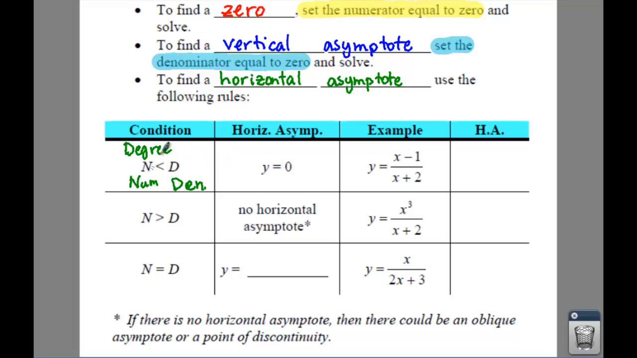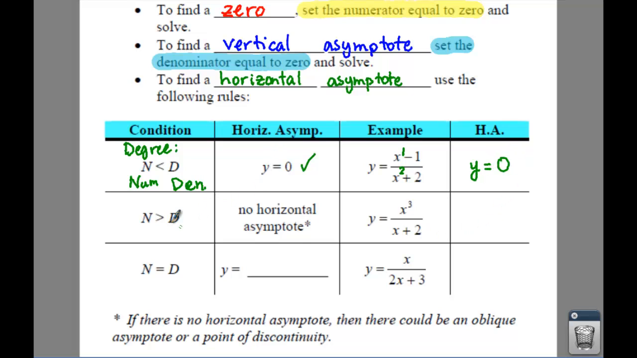So if the degree of your numerator is less than the degree of your denominator, then your horizontal asymptote is always going to be y equals 0. So, for example, we're missing a 2 here. This should be x squared. Aha. So in this case, notice that the degree of your numerator is less than the degree of your denominator, which means, since 1 is less than 2, your horizontal asymptote is going to end up being y equals 0.